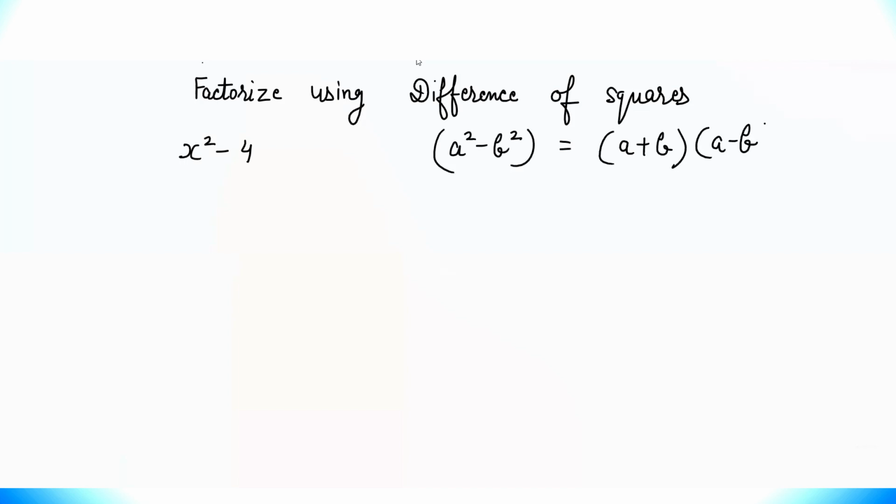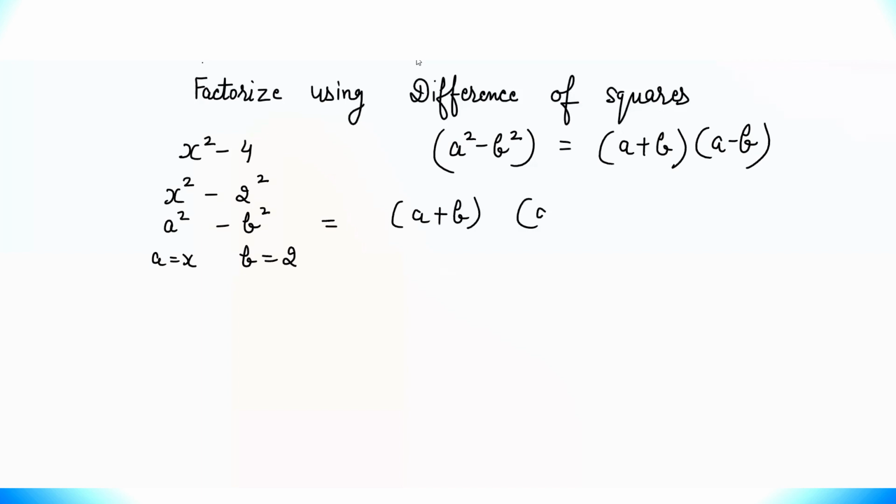So if I have to write down this equation, I'll write it as x square minus 4 can be written as 2 square. So here it is in the form of a square minus b square, where a is equal to x and b is equal to 2. So that means this can be written as (a plus b) into (a minus b). That means it will be equal to (x plus 2) and (x minus 2).